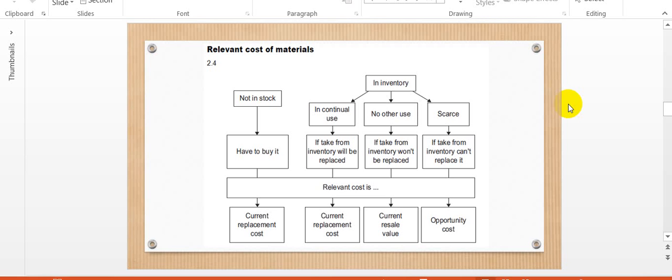If on the other hand, this material has no other use, maybe because it was bought in excess or the reason why it was initially bought is no longer applicable, then if taken from inventory, this material will not need to be replaced. So the relevant cost will be the current resale value. And the third question is whether this material is scarce. If the material is scarce, and if it's taken out of inventory, it can't be replaced, or it's difficult to replace it, then the opportunity cost is the relevant cost.